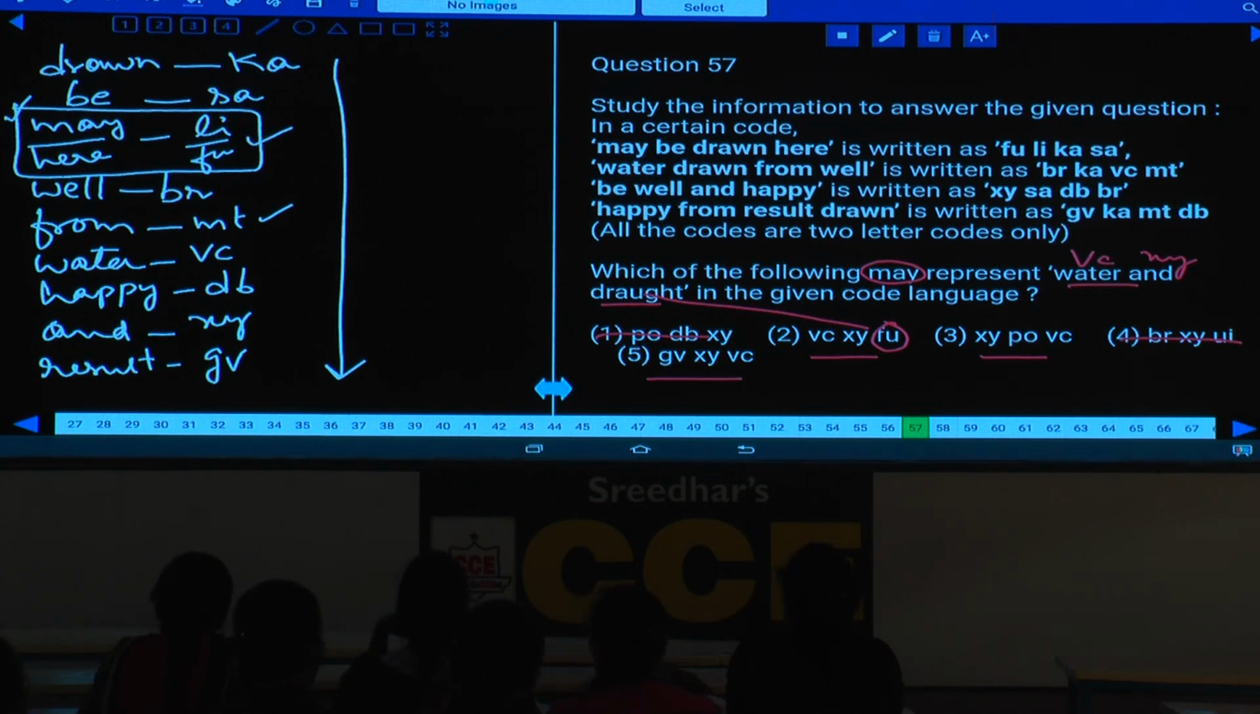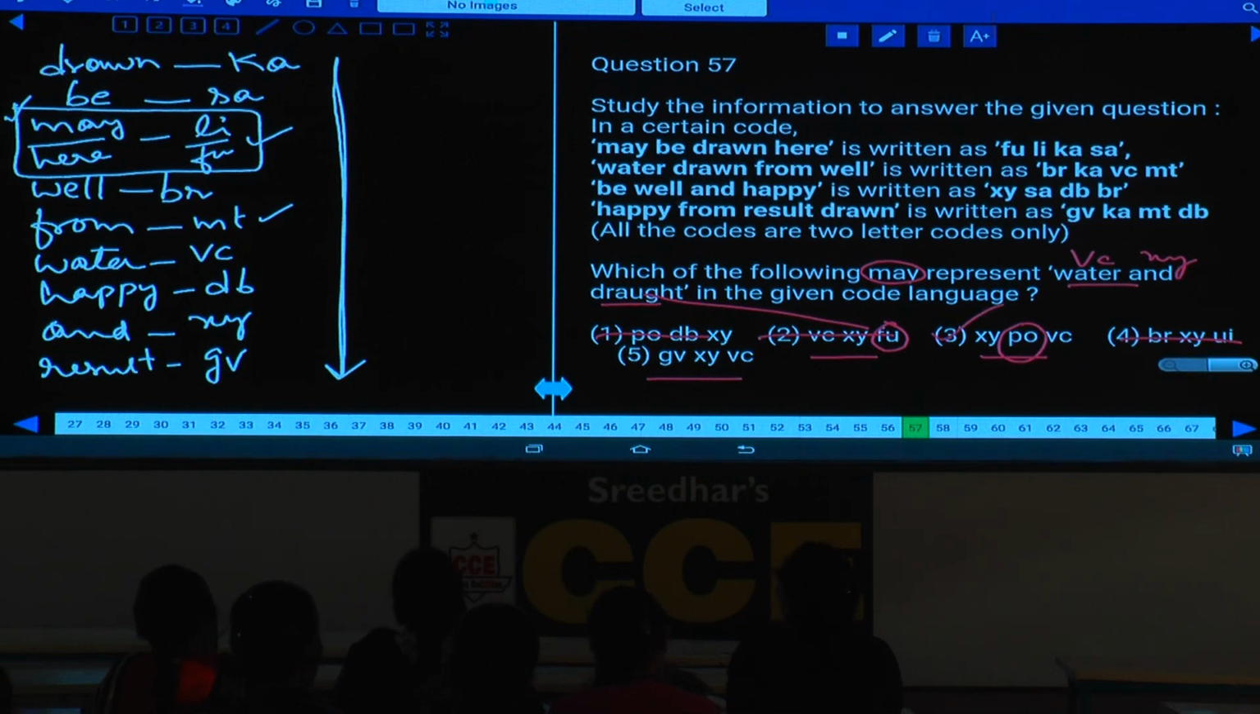It cannot be the code to the word drought, hence choice 2 is ruled out. Then coming to choice 3, XY and VC. Tell me whether PO can be the code to the word drought or not. PO can be the code to the word drought because PO is nowhere given in any one of the codes. Hence PO can be the code to the word drought, hence choice 3.